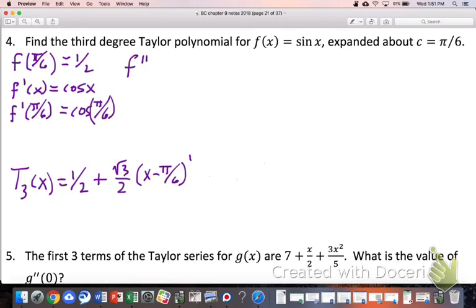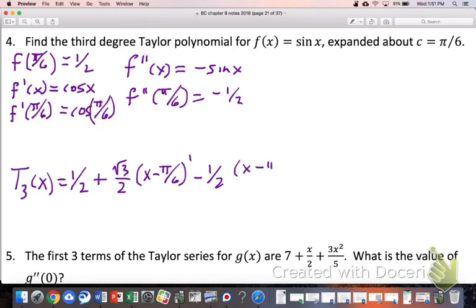F double prime of x would equal negative sine of x. So f double prime of pi over 6 would equal negative sine of pi over 6. Do you guys get negative 1/2 for this coefficient? Okay, so negative 1/2. So it'd be minus 1/2 times x minus pi over 6 squared over 2 factorial. That's your second degree term. It's also your third term. Does that make sense?